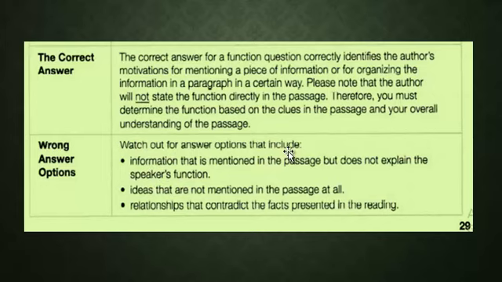One, watch out for answer options that include information that's mentioned in the passage but does not explain the speaker's function. It's irrelevant. ذکر شده در اون متن لیکن سوال چیزی که از ما خواستم اون مرتبط یا ارتباط با سوال نداره، ما به اون میگیم irrelevant، بی ربط. Two, ideas that are not mentioned in the passage at all, so it's not mentioned. این پیدا کرده نمیتونین، جواب اصلا پیدا نمیتونین کرد. Three, relationships that contradict facts presented in the reading.